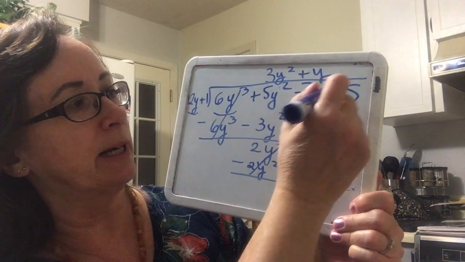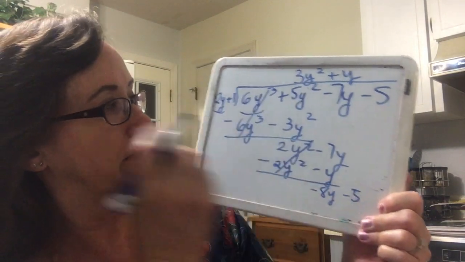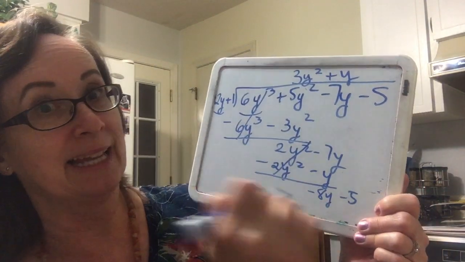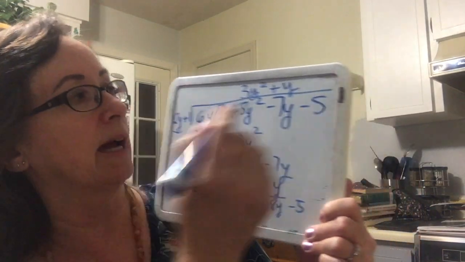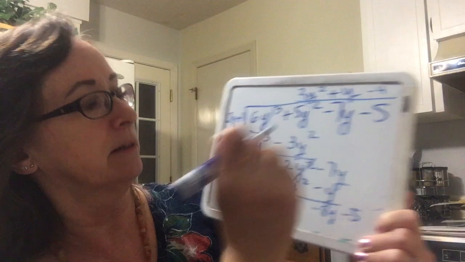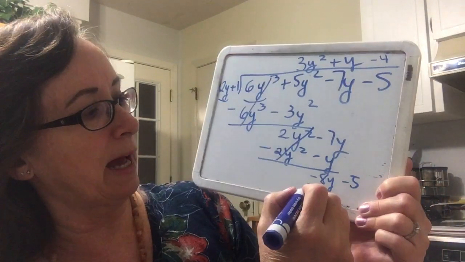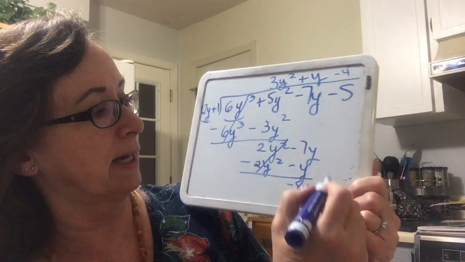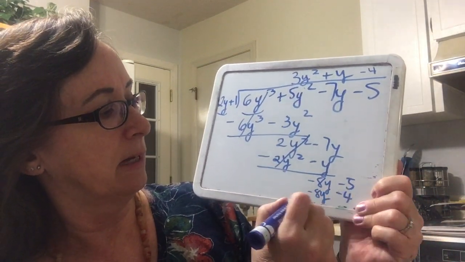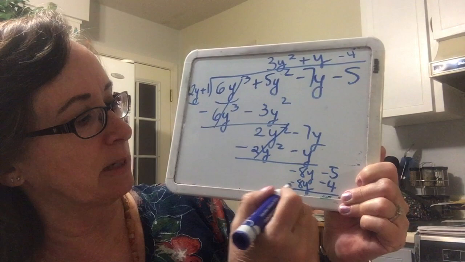Okay, so now I bring down my minus 5. And I get 2y into negative 8y, and that will go negative 4 times. So negative 4. Negative 4 times 2y is negative 8y. And negative 4 times 1 is a negative 4. I change both signs. I'm running out of room.